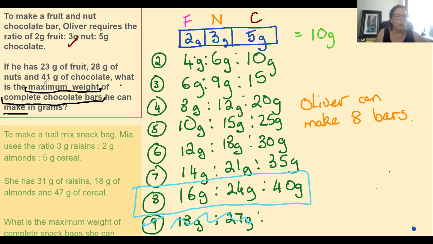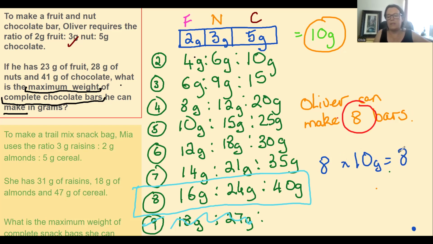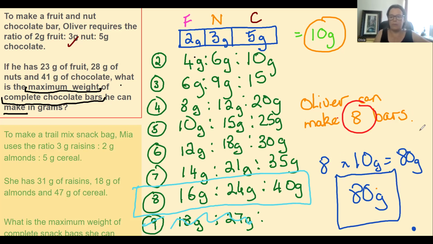The question is, what is the maximum weight of complete chocolate bars? So really, put simply, what is the weight of all the chocolate bars Oliver can make? Well, we know 1 chocolate bar is 10 grams. Oliver can make 8 bars. So we'll just get our 8 times 10 grams is 80 grams. So the weight of all of the chocolate bars that he can make is 80 grams.